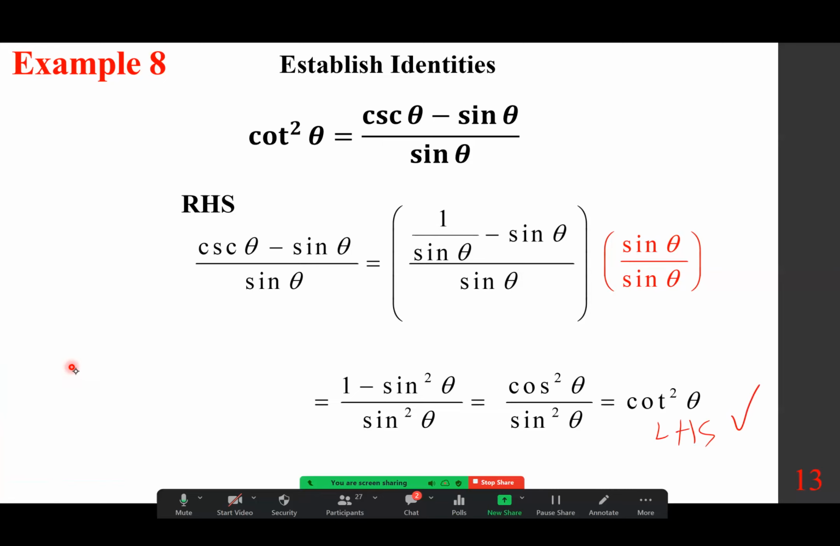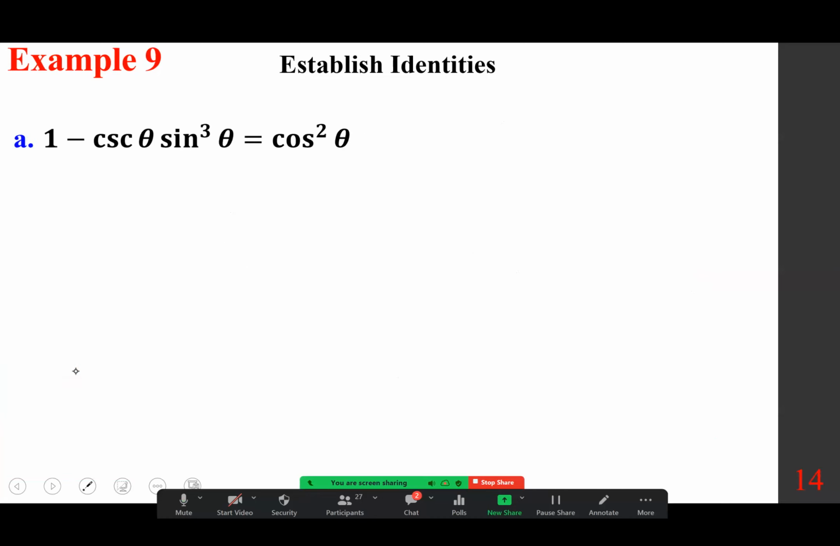So we are drilling with many, many different examples. One minus cosecant theta sine cubed of theta is cosine squared of theta. And again, we want to establish this identity. We start with the more complicated side, which is clearly the left-hand side.